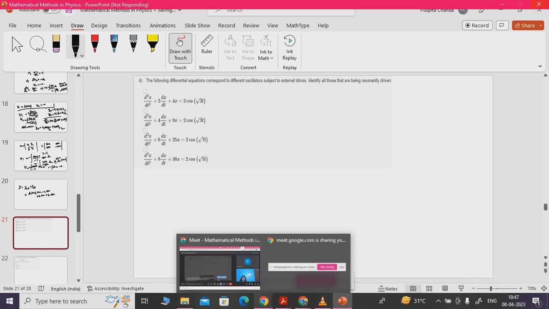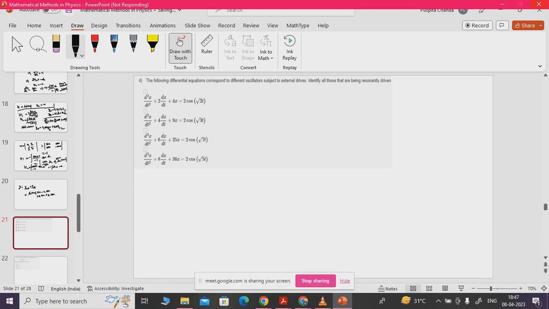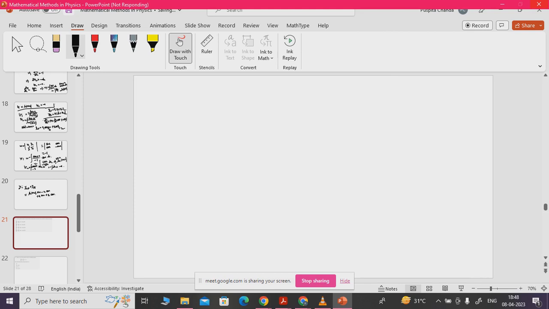Next question is, the following differential equations correspond to different oscillators subject to external drives, that is forced oscillation. Identify all those that are being resonantly driven. We need to remember the resonant condition, which is root over omega square minus 2b square is equal to omega naught.